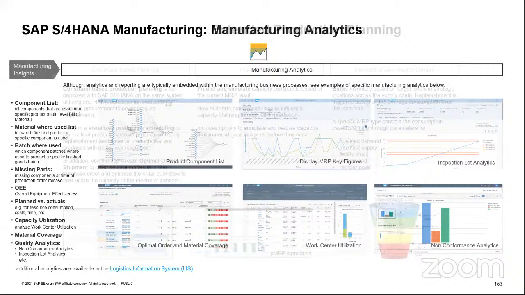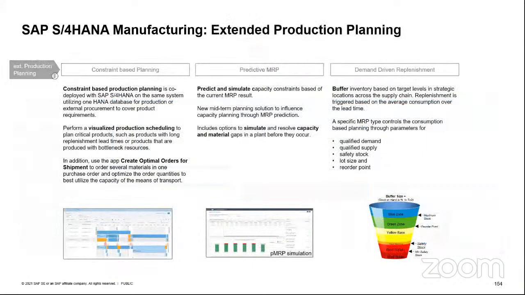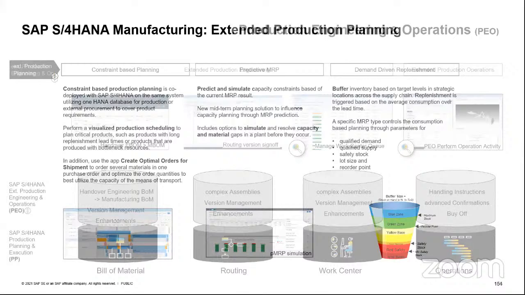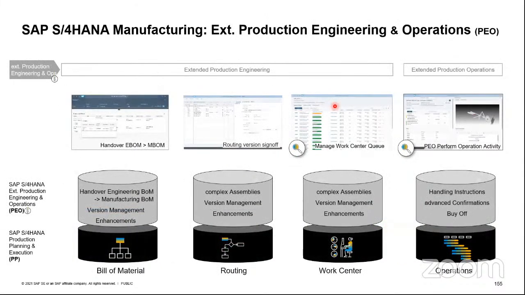For PPDS extensions, I mentioned some of them earlier: constraint-based planning, predictive MRP, DDMRP. They're all there, so you can do more optimized buffer stock planning. And then extended production orders, production engineering and operations, allow more control over the production process. There are enhancements in version management, such as bill of material, or you can do buy-off confirmations, so that you can provide the buy-offs within the system and integrate it with your operations activities. All of that is possible from this, and this is additionally licensed. It goes beyond the normal PP production order management.